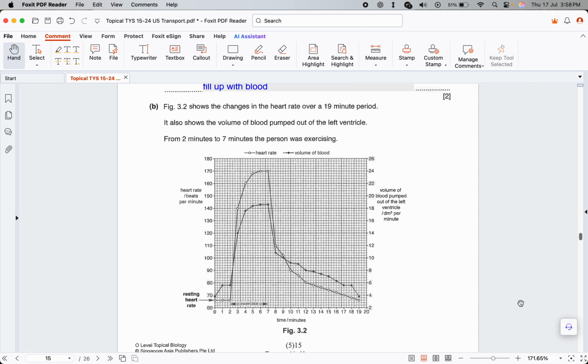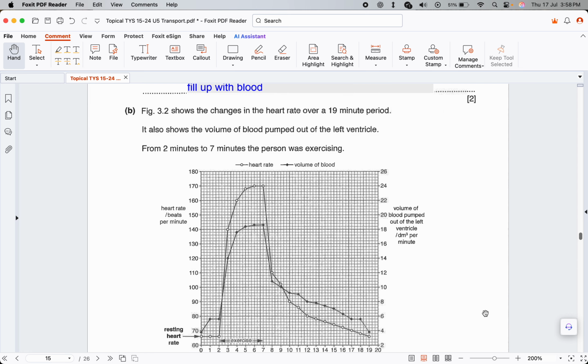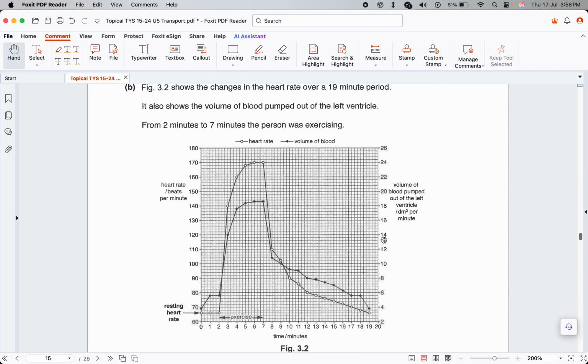Okay, this question is a little bit disappointing. I think some of us really find it difficult to read this kind of graph, especially a double y-axis graph. So over here we need to analyze this graph. On the left hand side, we see heart rate in beats per minute, and that is represented by the white circles. On the right side, it says volume of blood pumped out of the left ventricle per dm per minute. That is represented by the black dots.